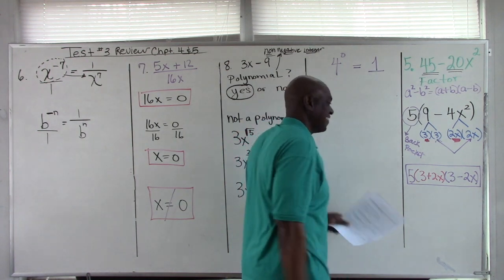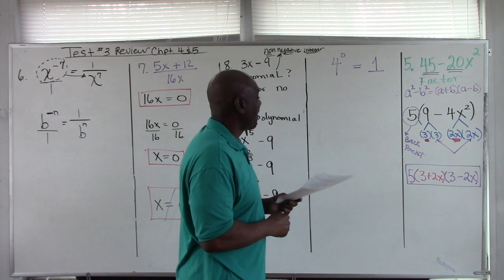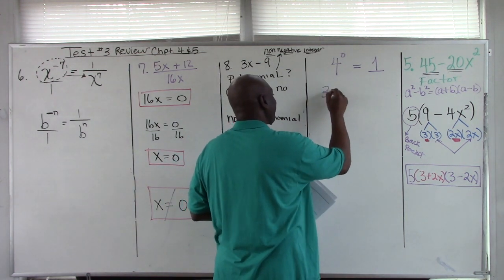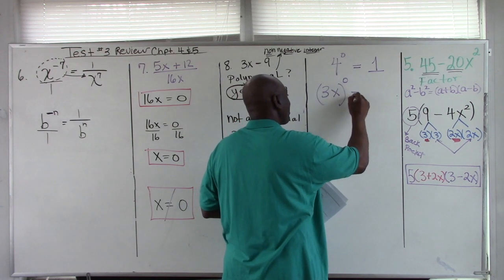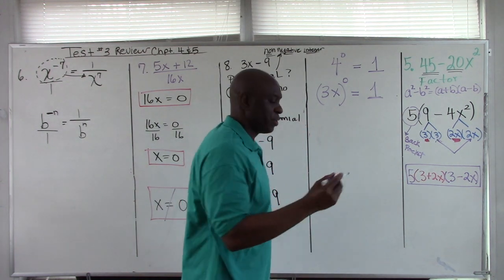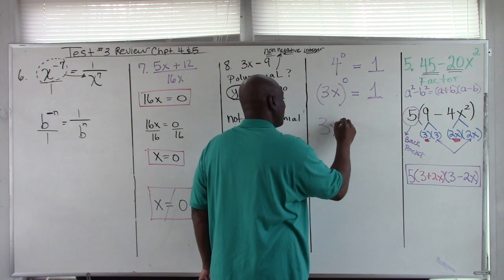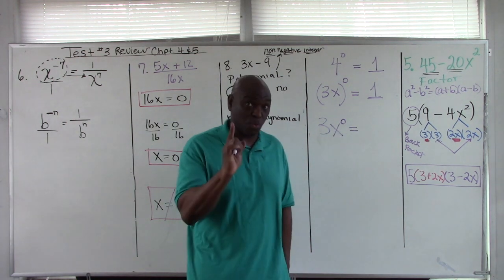One. That's it. That's like saying, what is 3x to the power of 0? That's also 1. Don't get that confused with this one. Watch this. What is 3x to the 0? That is not 1.